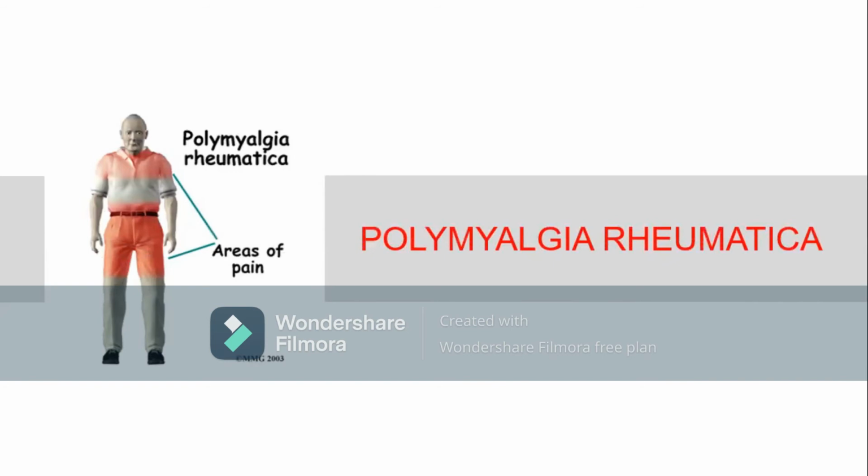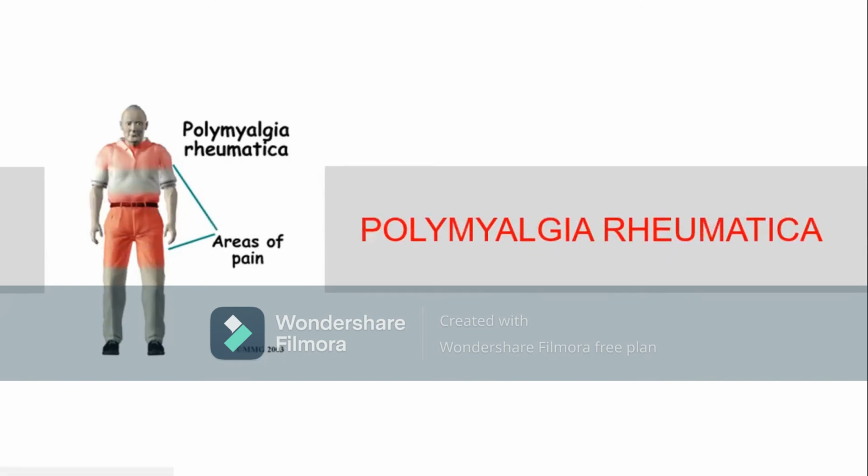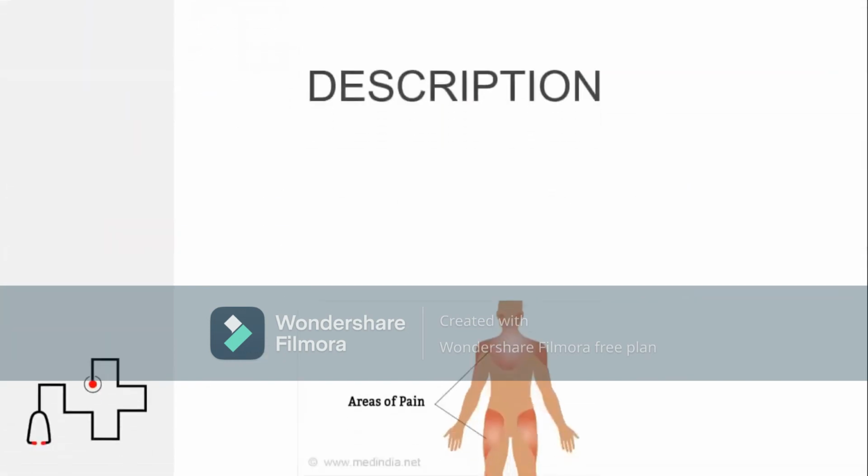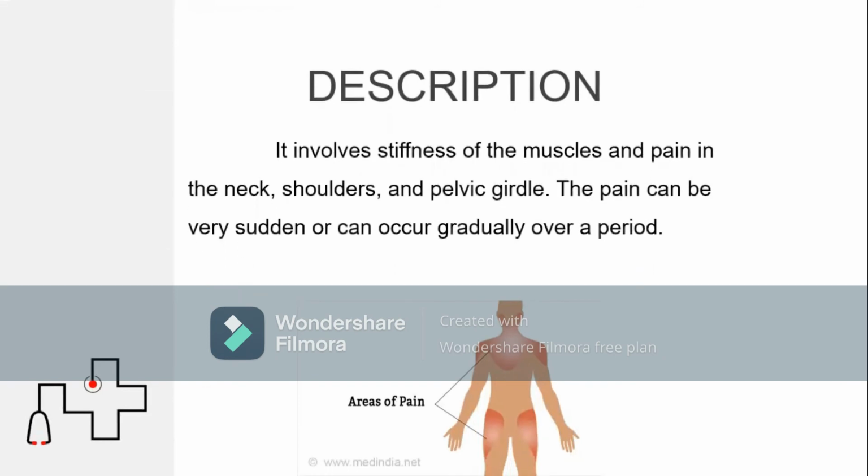The last disease to be discussed is polymyalgia rheumatica. Polymyalgia rheumatica involves stiffness of the muscles and pain in the neck, shoulders, and pelvic girdle. The pain can be very sudden or it can occur gradually over a period of time. It primarily affects individuals older than 50 years of age.